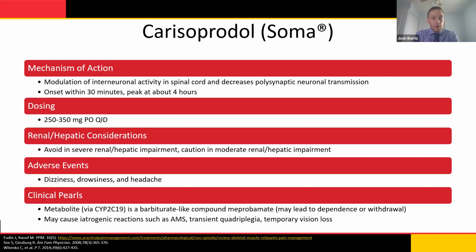Okay, so carisoprodol is the next one, and it works by modulating the interneuronal activity in the spinal cord and also leads to some of this decrease in polysynaptic neuronal transmission. So it has an onset of about 30 minutes and peaks at about 4 hours, and they think that it lasts about 4 to 6 hours for a single dose, but it really differs based on patients and what they're actually feeling.